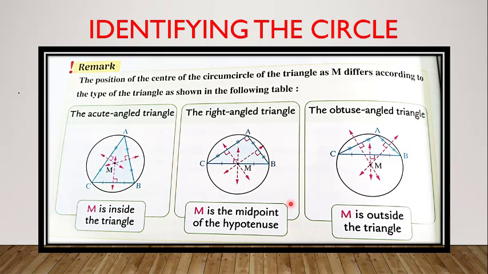The position of the center of the circumcircle of a triangle, M for example, differs according to the type of triangle as shown here. If the triangle is an acute angle triangle, in this case M will be inside the triangle. If it's a right angle triangle, in this case M is the midpoint of the hypotenuse. If it's an obtuse angle triangle, in this case M will be outside the triangle.